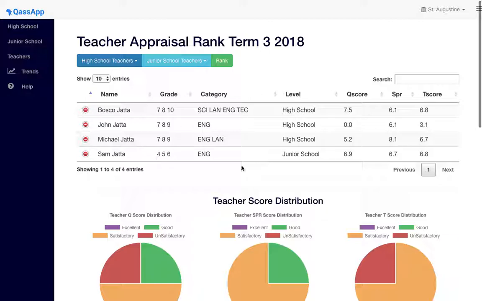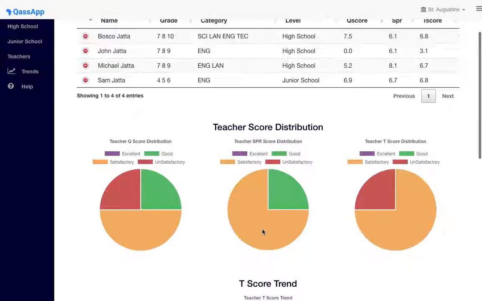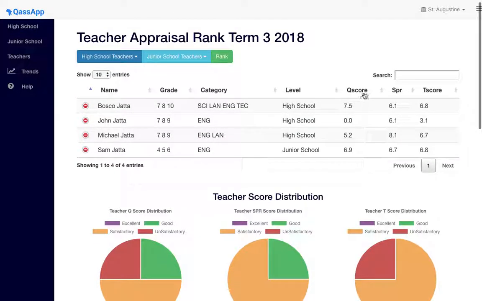Now, notice something here. See the red buttons? It basically means the teacher produced a teacher score, a T score, that was less than good. So it's either satisfactory or unsatisfactory. And these pie charts, you can basically rank these. Just clicking on that, you can rank it ascending, descending, based on Q score. A little pinpoint who the troublemakers are within your establishment, who needs help.